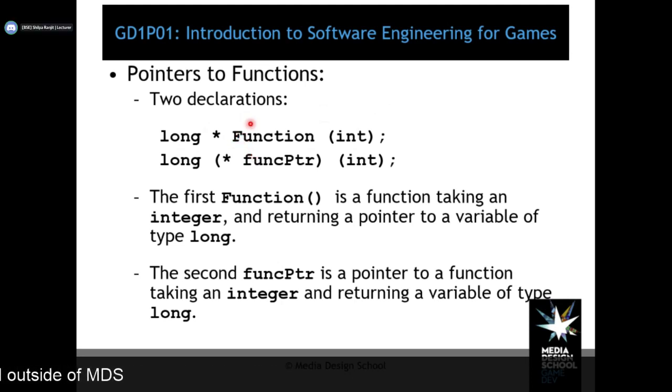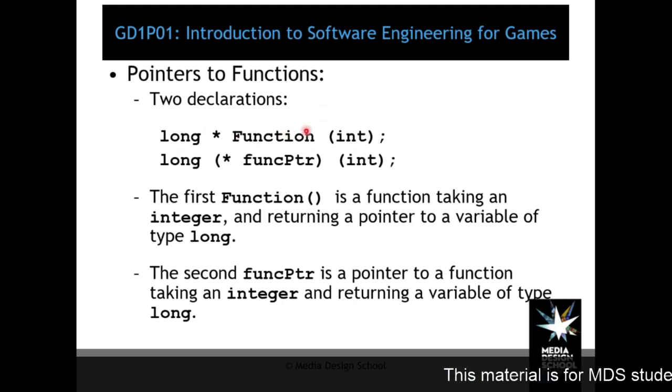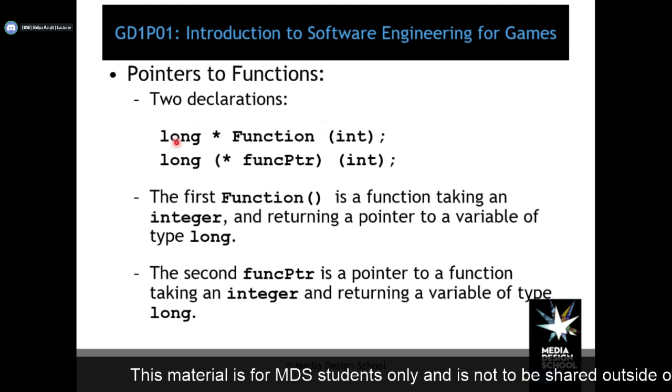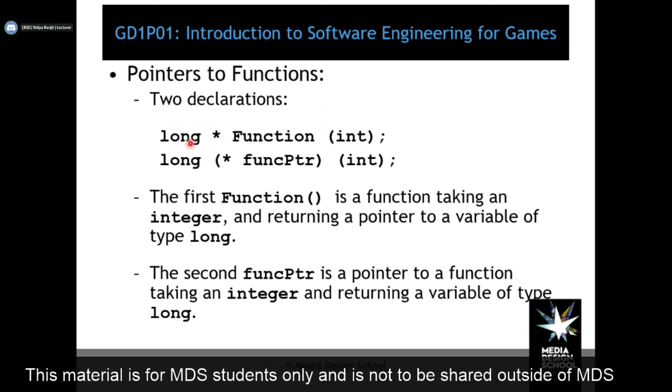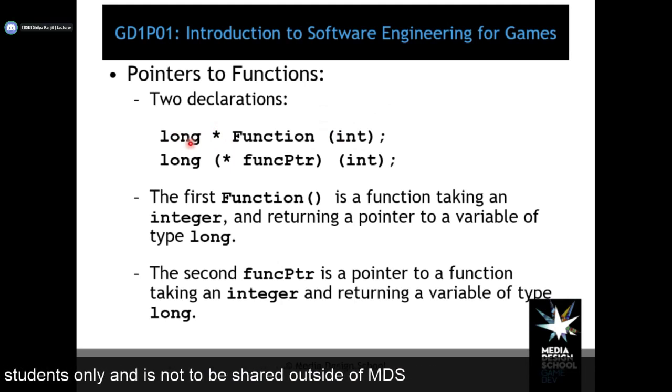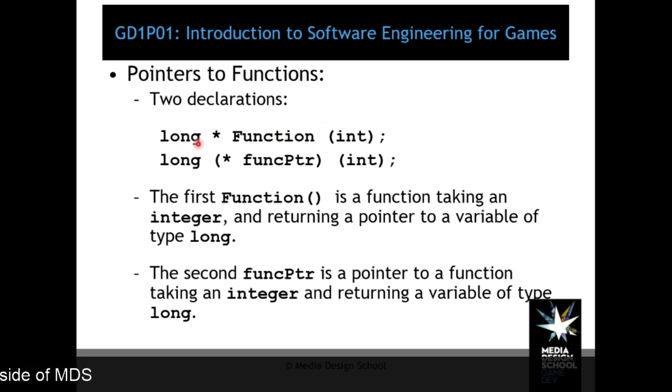In the first case, this is a function whose name is called function, which takes an integer argument and returns a value which is a pointer to a long. So the value returned by this function is some pointer variable which points to a long data type.